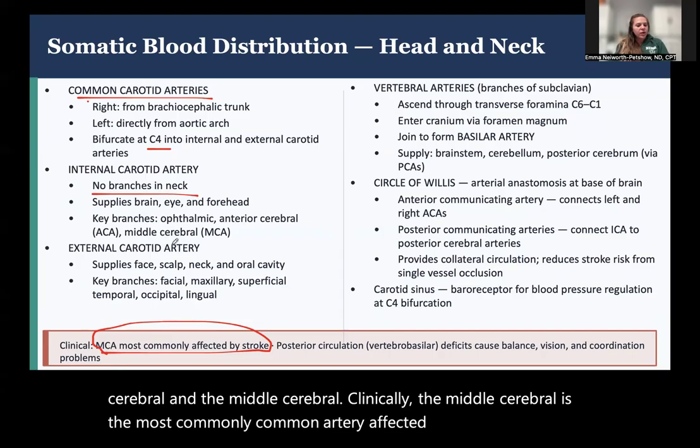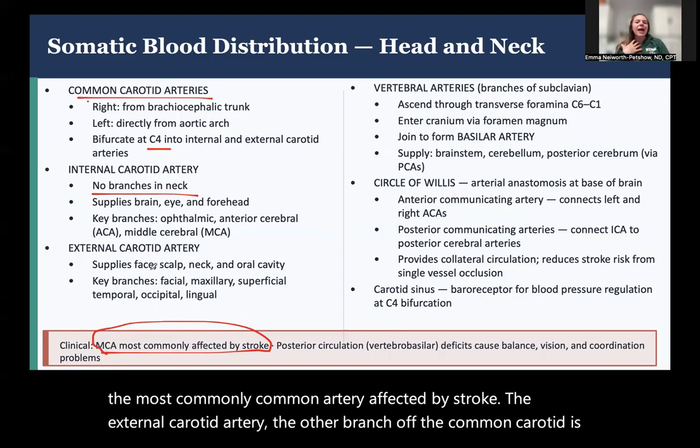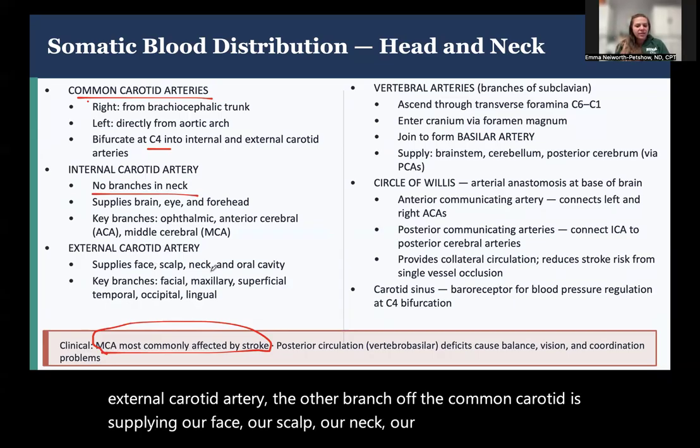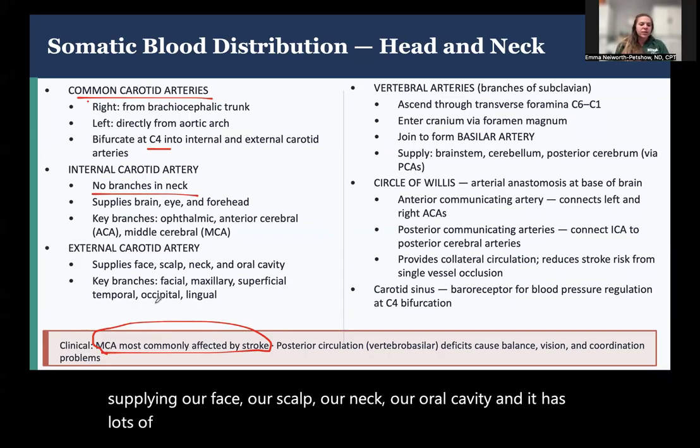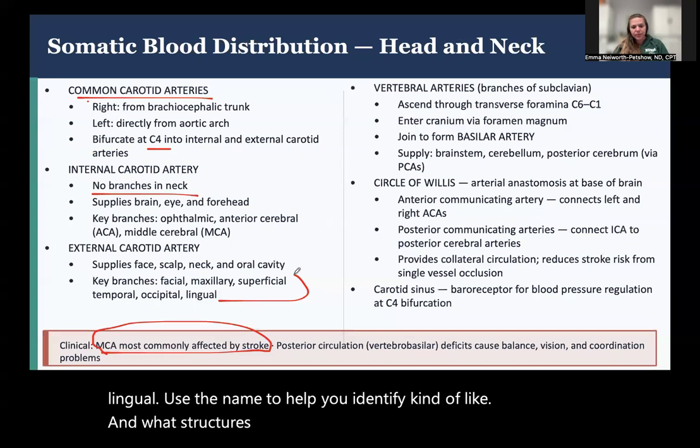The external carotid artery, the other branch off the common carotid, is supplying our face, our scalp, our neck, our oral cavity, and it has lots of branches: facial, maxillary, superficial temporal, occipital, lingual. Use the name to help you identify kind of like where and what structures it could potentially contribute to.